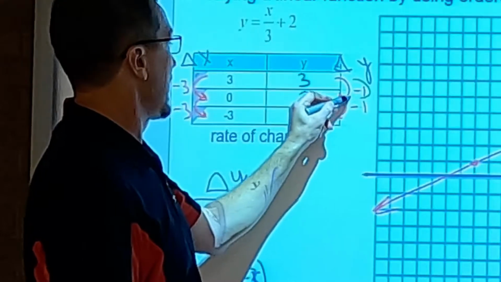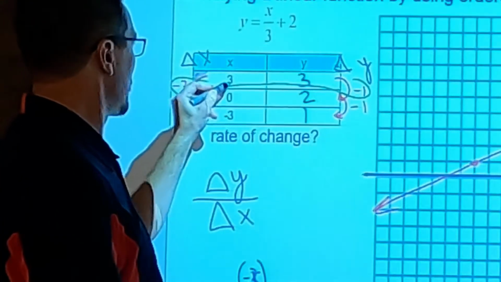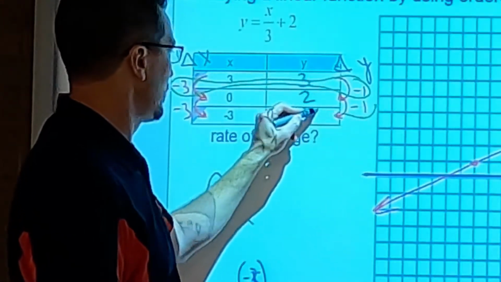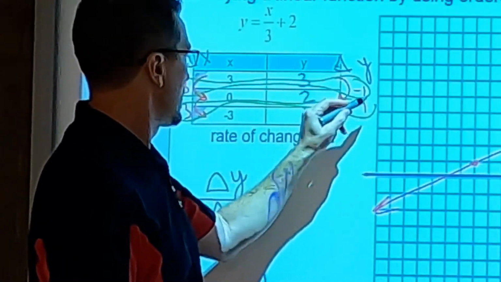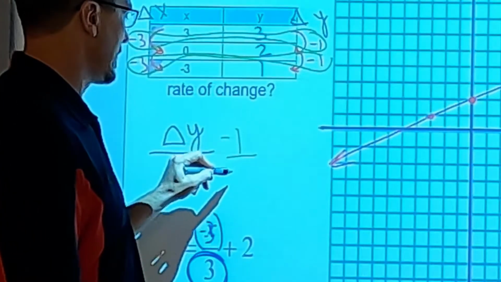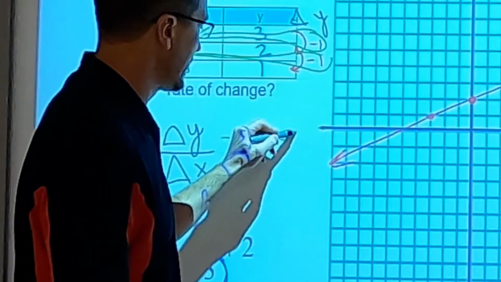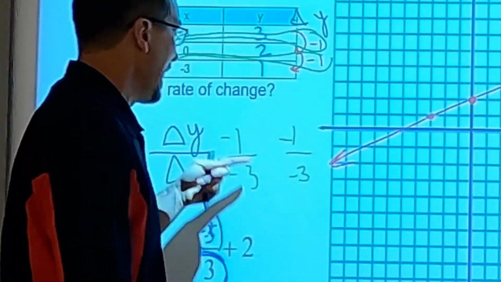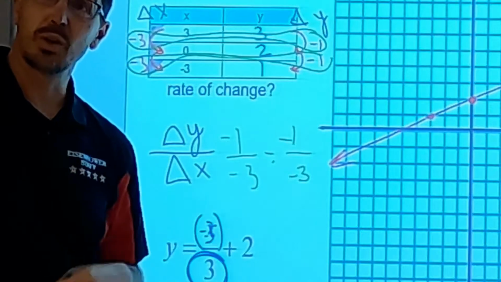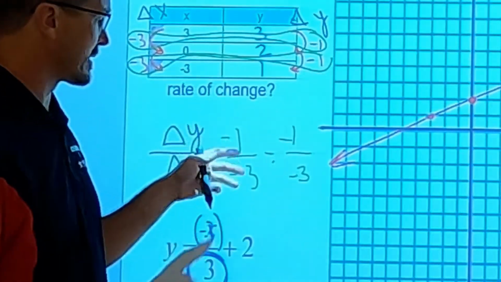I'm going negative 1 and negative 3. That ratio between them. Negative 1 and negative 3. And the other one was negative 1 and negative 3. And again, these I can already tell are the same. So the rate of change is the same. But I want to simplify this.